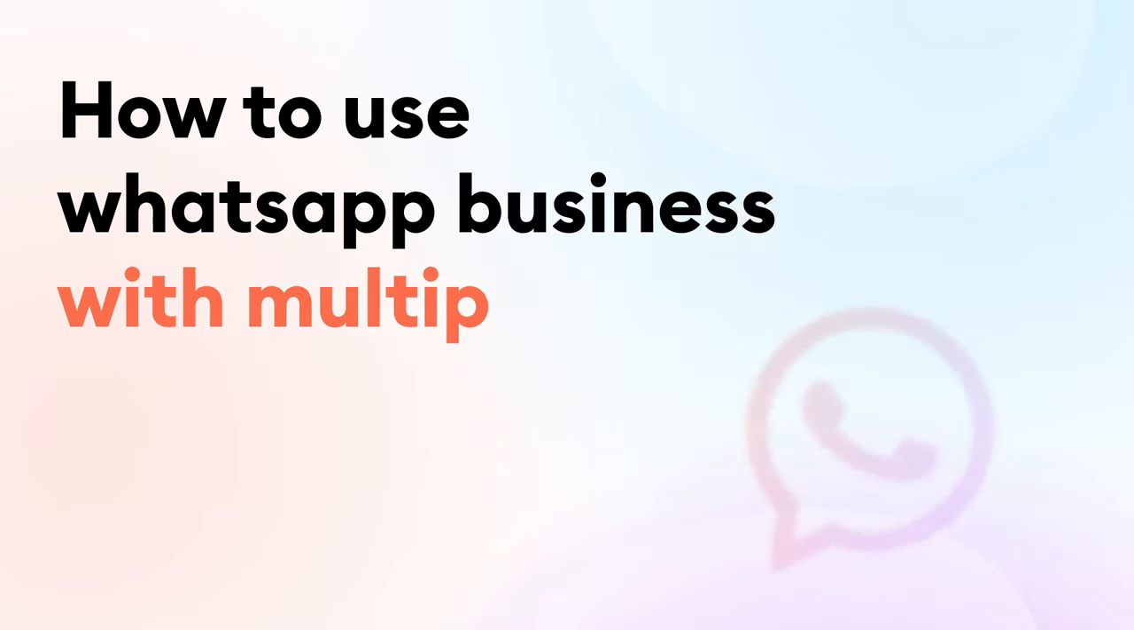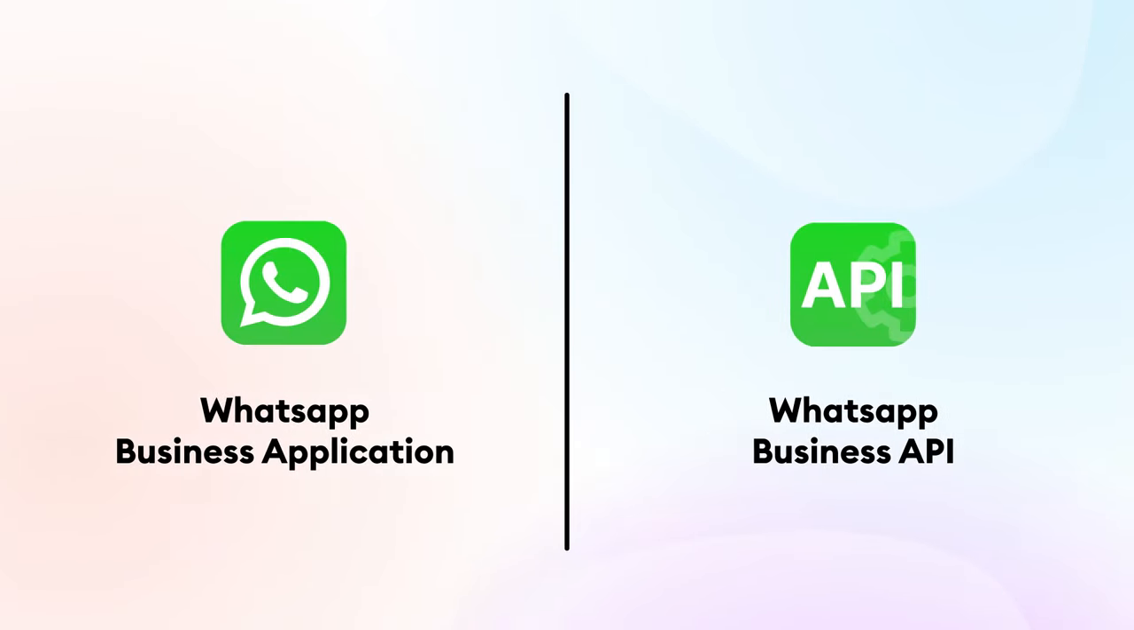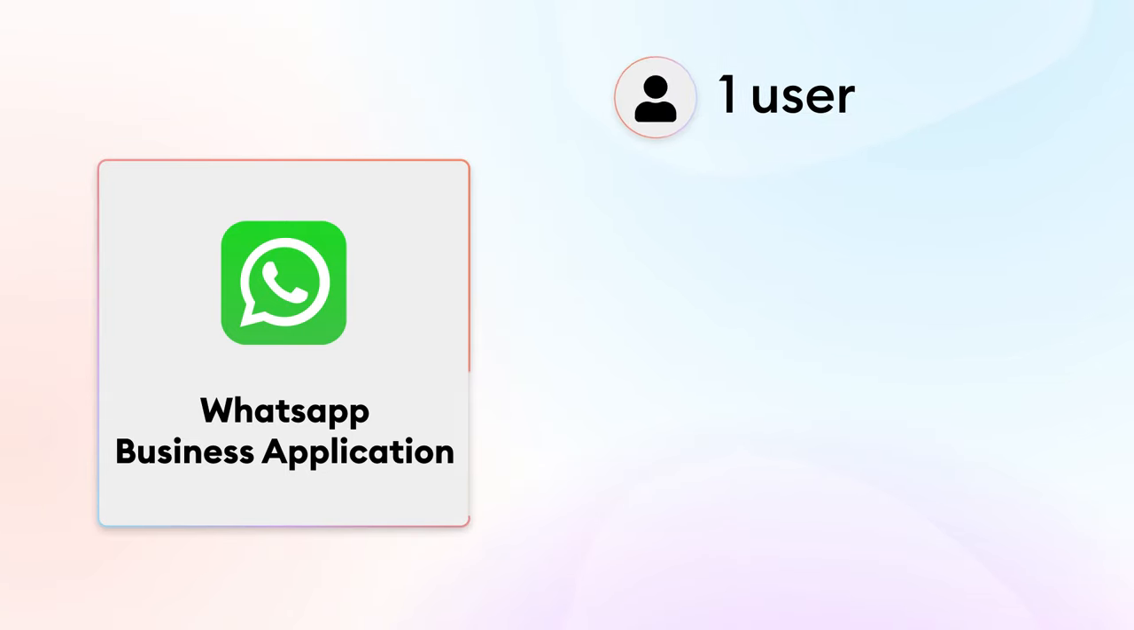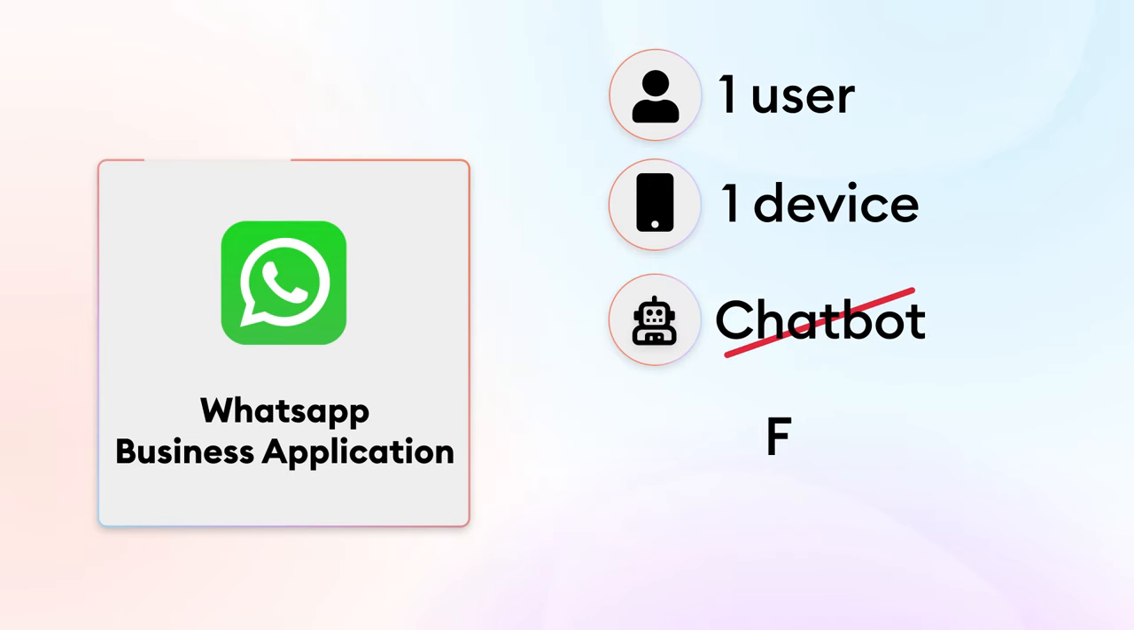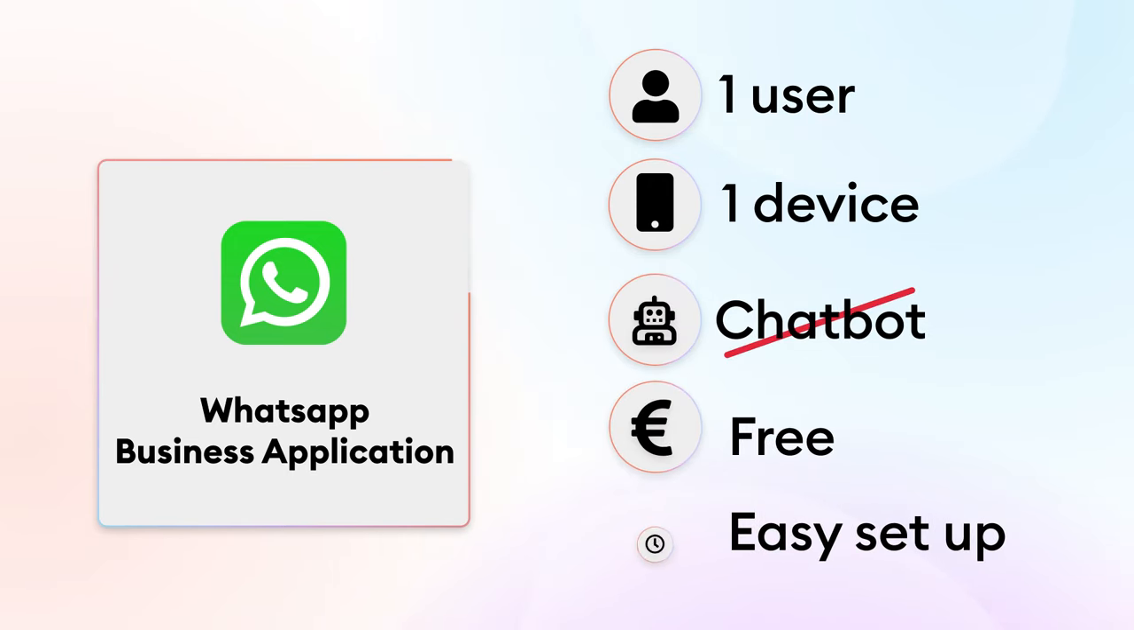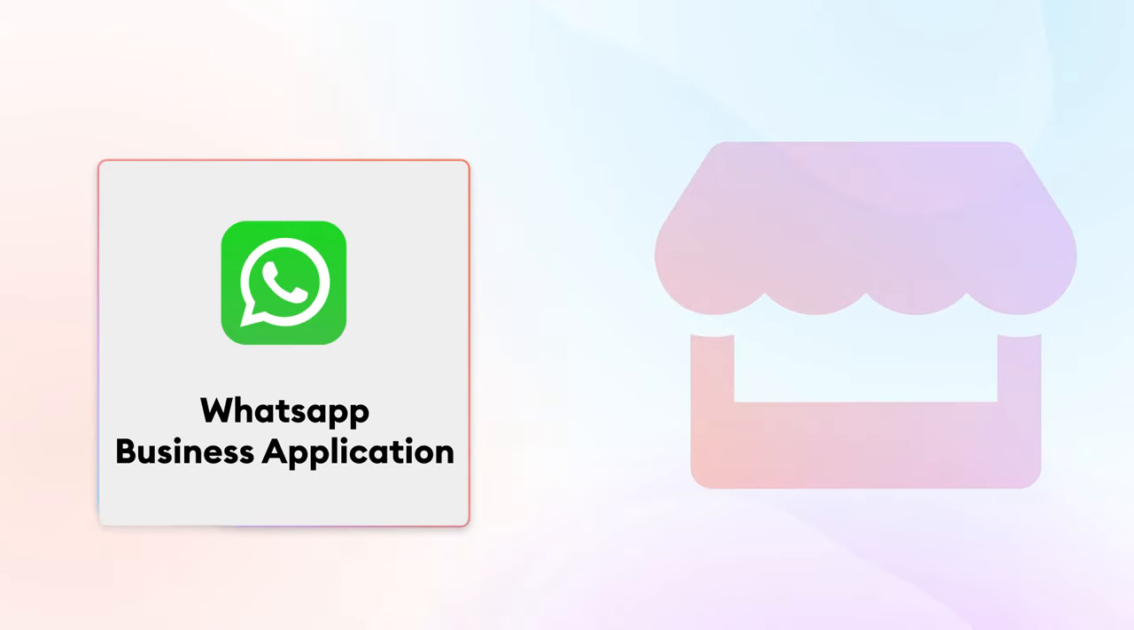If you want to use WhatsApp Business as a customer service channel, you can choose between two options: the WhatsApp Business application or the WhatsApp Business API. The WhatsApp Business application can only be accessed by one user via one device, and there is no ability to set up a chatbot. It's free and takes little effort to set up. This means that the app is perfect for smaller businesses, but less suitable for larger teams.